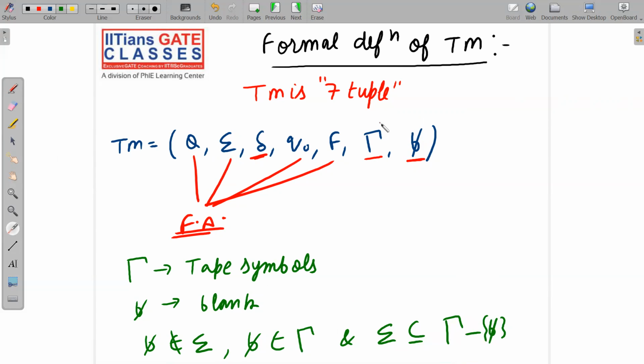Because tape symbol means what? Whatever is stored on the tape is a tape symbol. See, in a PDA we said tau is the push down symbol. So that means whatever symbol we are pushing into the stack was from tau. Similarly here also, whatever is stored on the tape, that is tau. So now the input will be stored on the tape itself.